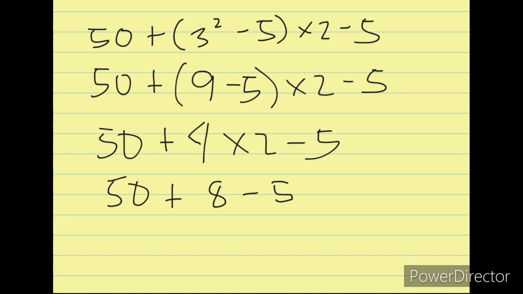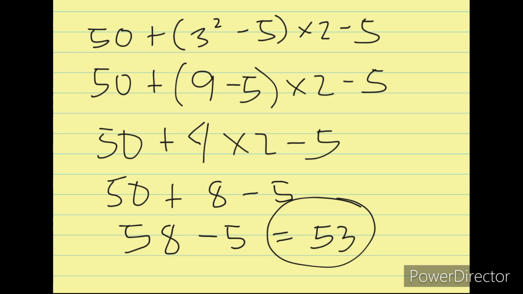We've done the multiplication and only 2 operations are left, addition and subtraction. So in GEMDAS, we simplify the addition first. So 50 plus 8, we have 58 minus 5. And the last step is subtract. So 58 minus 5, we have 53. So that's the final answer.